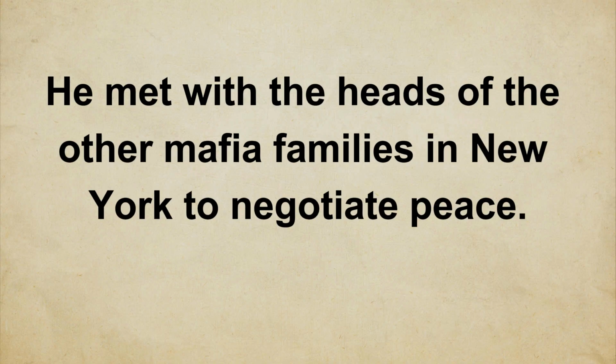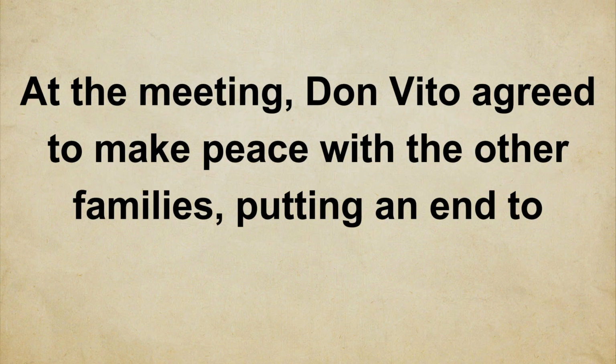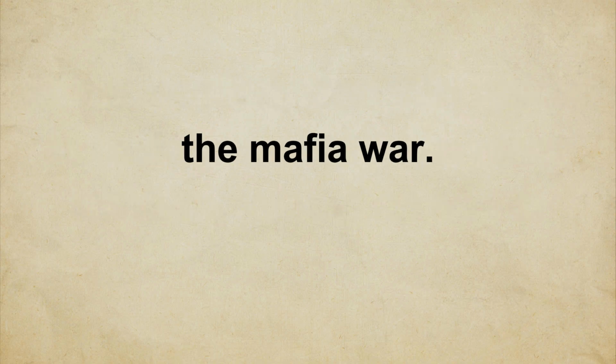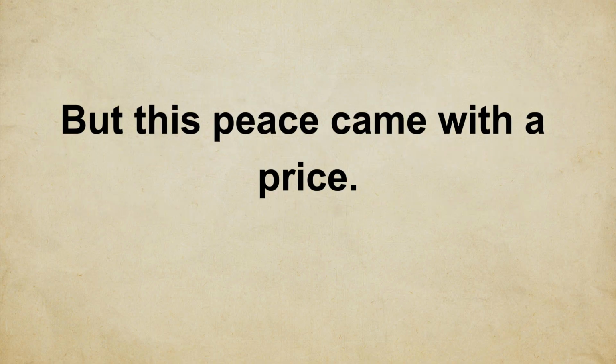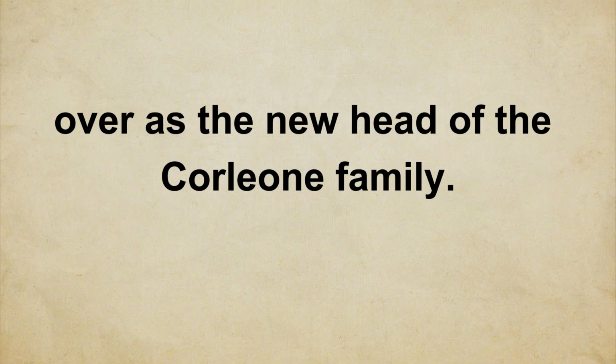He met with the heads of the other mafia families in New York to negotiate peace. Don Vito was tired of the bloodshed and wanted to protect his remaining family members. At the meeting, Don Vito agreed to make peace with the other families, putting an end to the mafia war. But this peace came with a price. Don Vito knew that the only way to truly secure the family's future was for Michael to take over as the new head of the Corleone family.